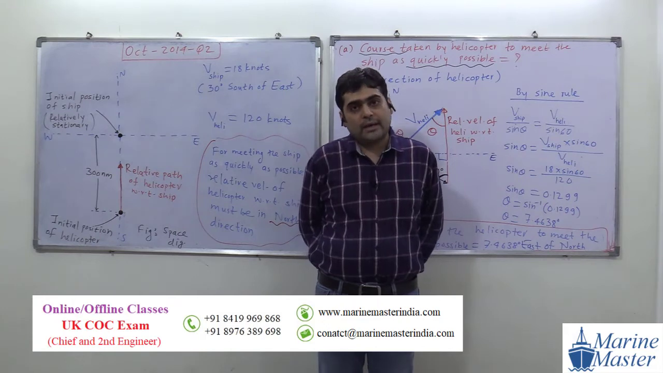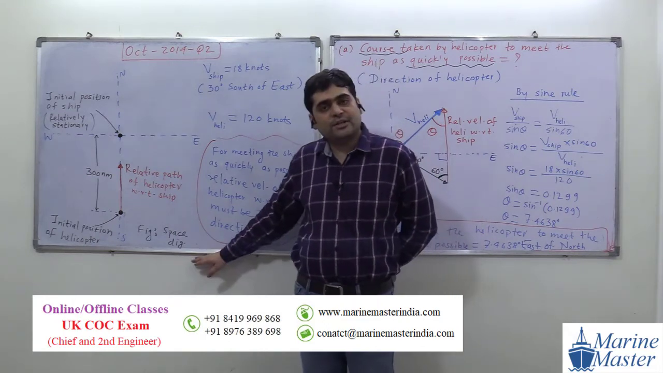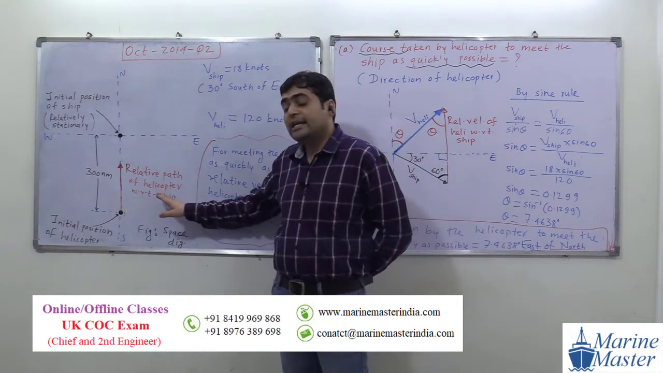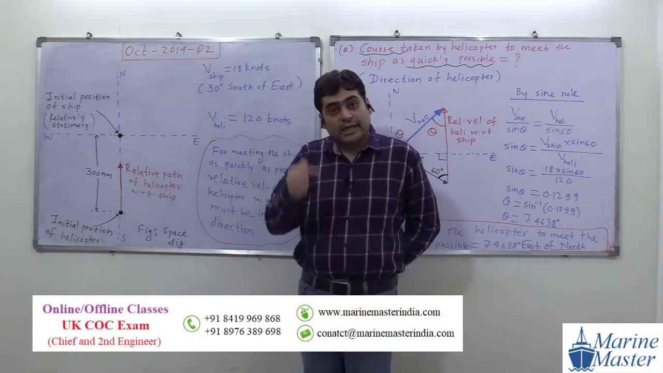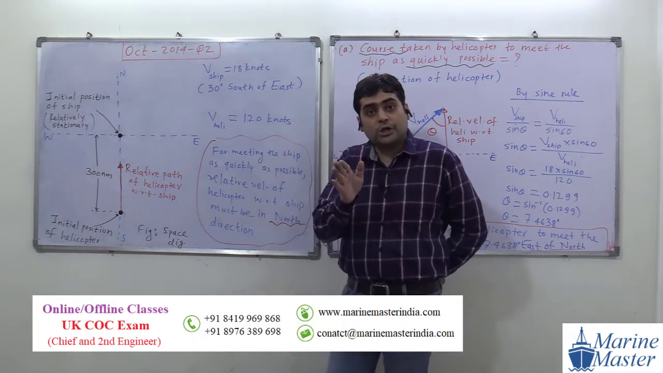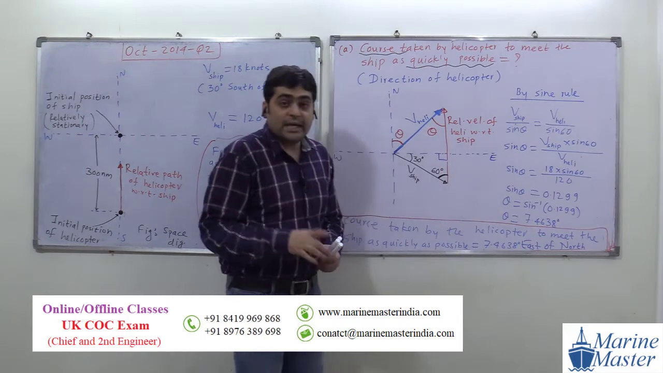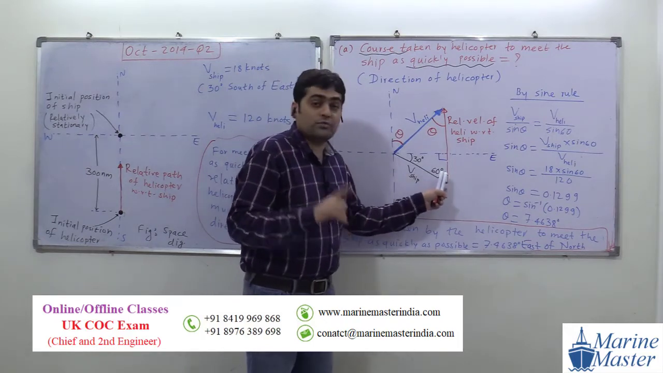Why have we drawn the space diagram first here? Because from this space diagram we got the direction of the relative path. And whatever the direction of the relative path, the same must be the direction of the relative velocity.